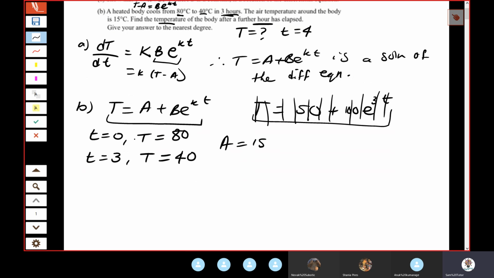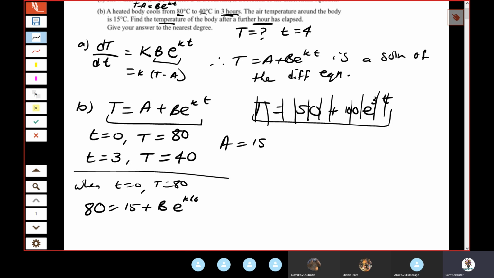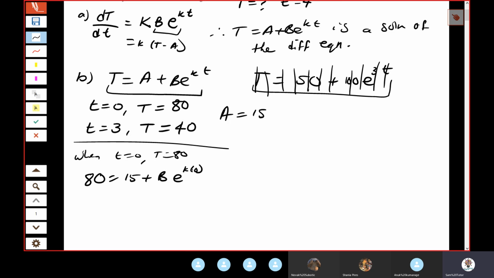So let's do it. The first step is your first piece of information. When time equals 0, T equals 80. Let's put that in. T is 80. We know A is 15 plus B, we're not sure what that is, E to the K times 0, which is 0. We know by now E to the 0 is what? What's E to the power of 0 going to equal? 1. So that's 1. And then obviously you've just got B there. Take away 15. B equals 65. Simple.